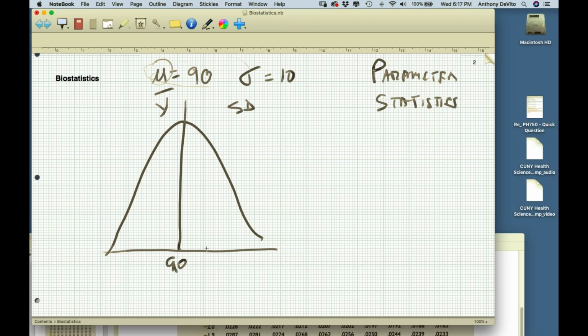90. And let's see, then this would be roughly 80, and this would be roughly 100, and this would be 110, and this would be roughly 80, this would be roughly 70, and this is pretty much what this distribution would look like. Okay, so now I'm never going to know what this is, right? I have no idea what that is.